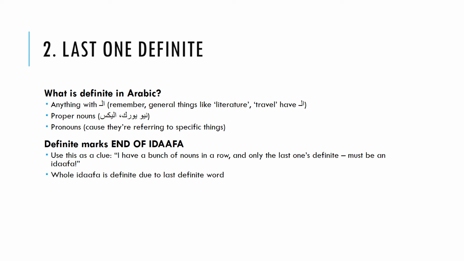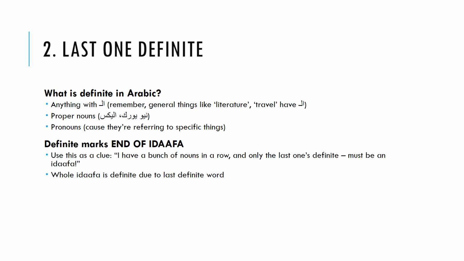Our second rule, and I like to phrase it as last one definite, means that only the last word in the idaafa can be formally definite. As a quick reminder, what is definite in Arabic? Anything with alif lam is definite. Proper nouns like New York or Alex are definite because they refer to one specific thing.